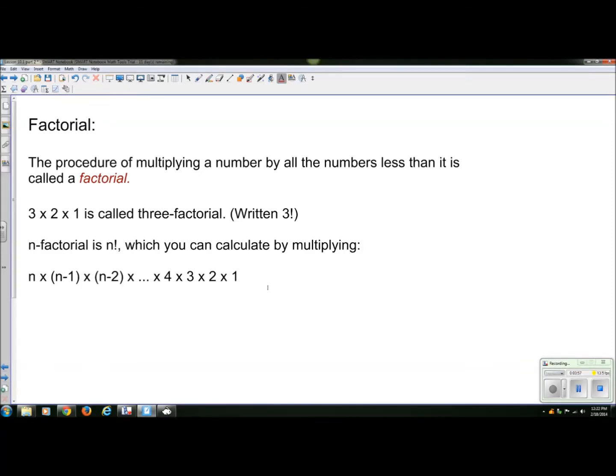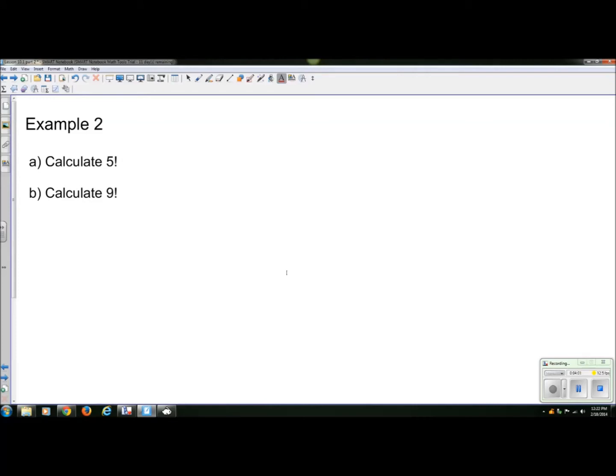Let's get a little practice with factorials. Calculate 5 factorial. Well, we know that 5 factorial is just 5 times 4 times 3 times 2 times 1, and then we stop because we're down to 1. 5 times 4 is 20, 20 times 3 is 60, 60 times 2 is 120, 120 times 1 is still 120.